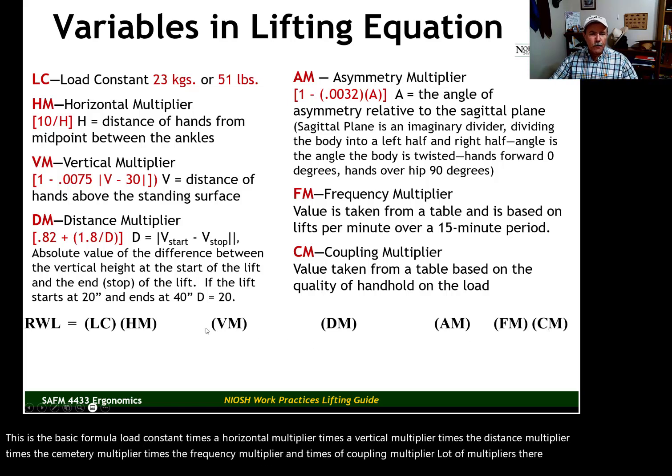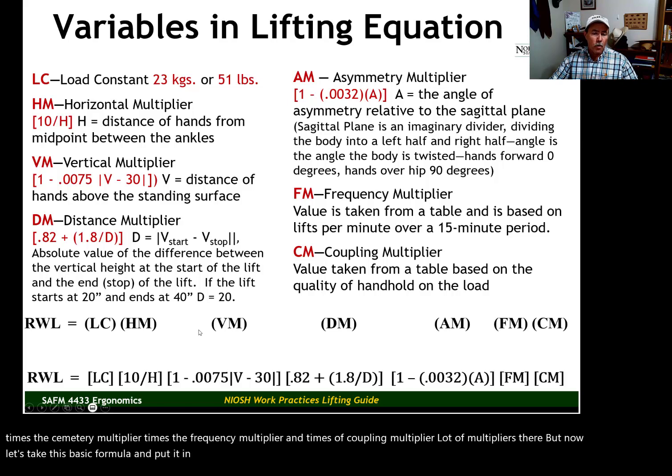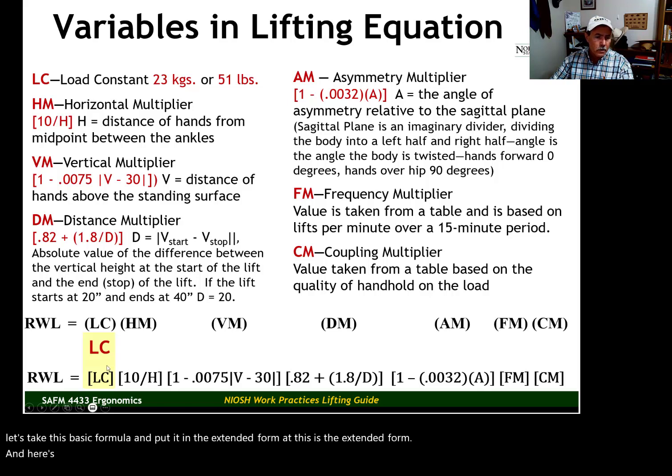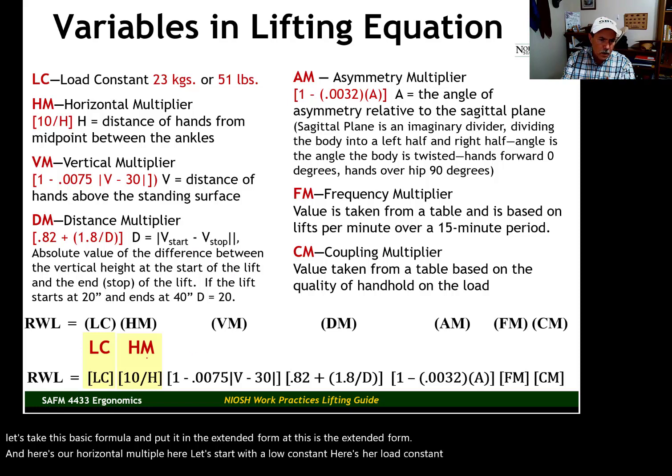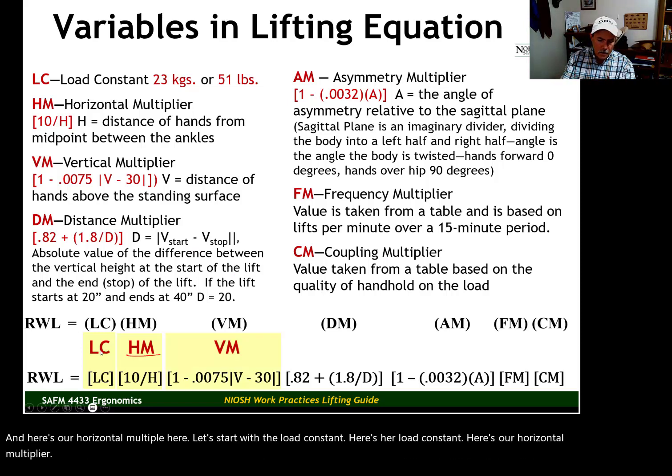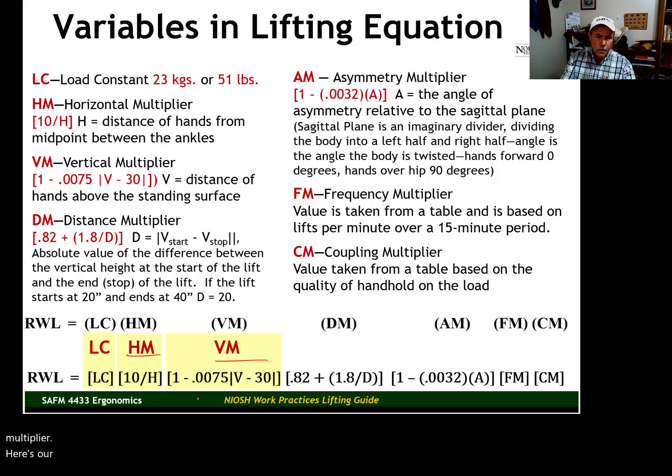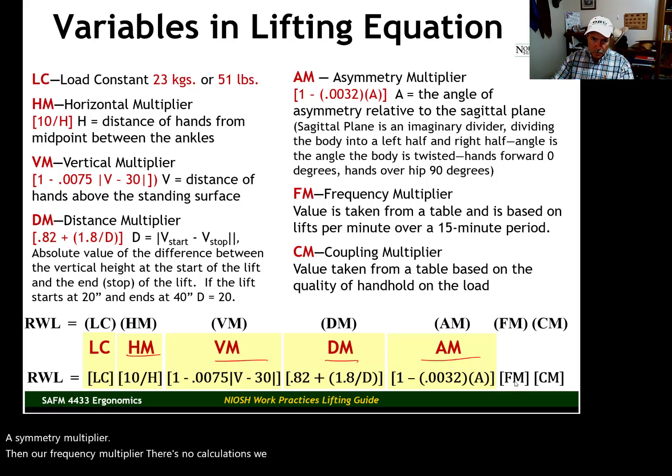But now let's take this basic formula and put it in the extended form. This is the extended form. Let's start with the load constant. Here's our load constant. Here's our horizontal multiplier. Here's our vertical multiplier, and our distance multiplier. Asymmetry multiplier. Then our frequency multiplier. There are no calculations. We just have to look it up from a table using the information that we're given. Same thing with the coupling multiplier.